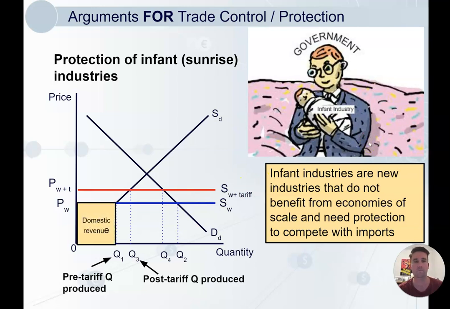Next, the revenue that they get. So not only do they produce more and get economies of scale, but they get more revenue. So they get to charge a higher price than they otherwise would if they were in direct competition with imports. So previously, in free trade, this is the revenue they would get. They only produce this much, selling for this price. Now, they produce more, they sell for a higher price. So this is their revenue. Clearly, that is bigger. So that is better for the infant industry.